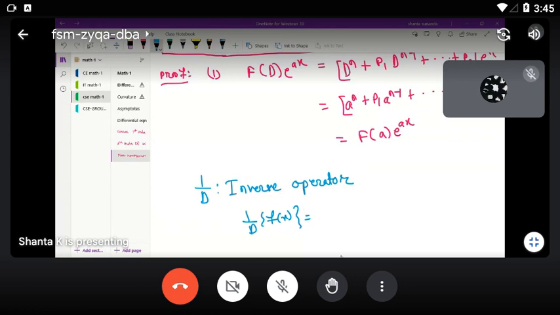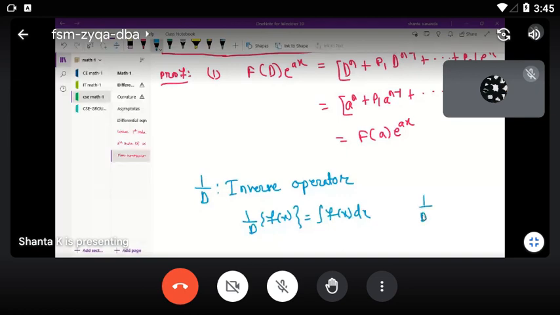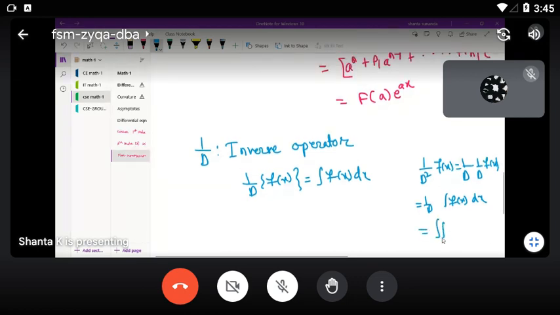of the differentiation, which is the integration. So it will actually be the integral operator: the integral of f(x) dx. And if you have 1 by D square, you have to integrate 2 times. So 1 by D into 1 by D f(x). First, 1 by D will give the integral of f(x) dx, and then this will again be the integral. This is how you do it.